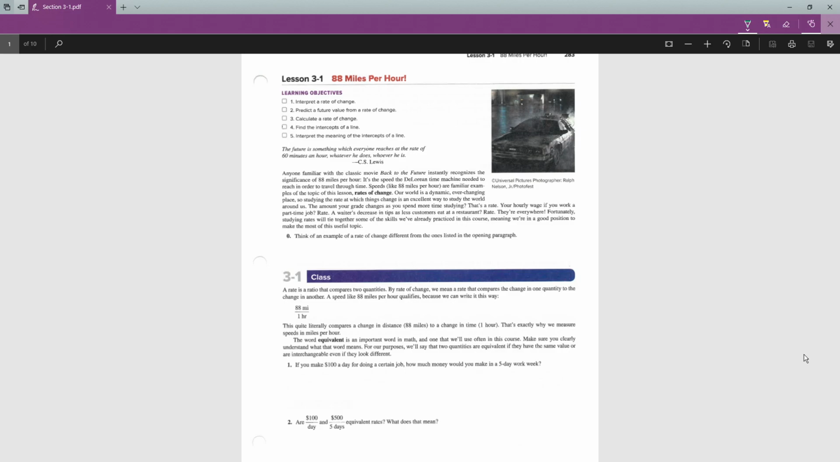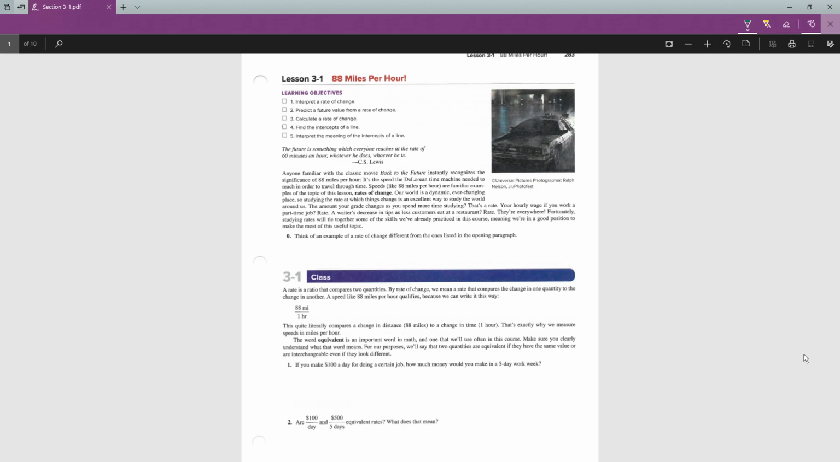We are going to start with section 3.1. You'll see that 3.1 is titled 88 miles per hour. We are going to be dealing with slope as a rate of change. You can read through the first paragraph when you have a chance. We're going to start in the middle of the page under where it says class.